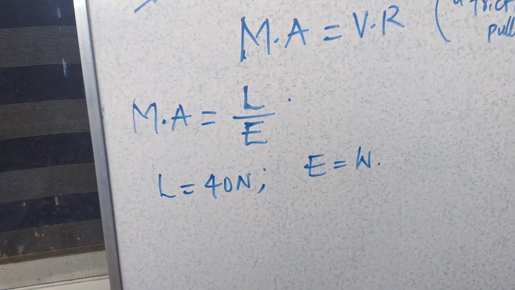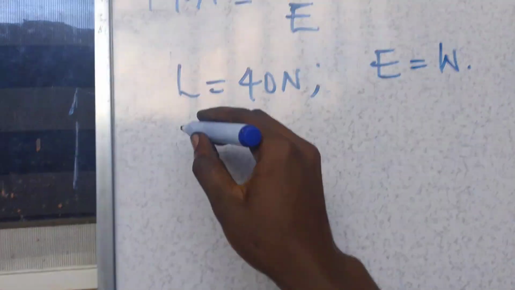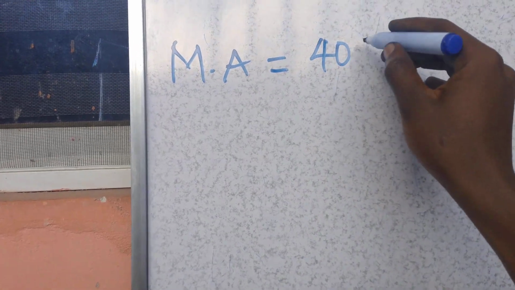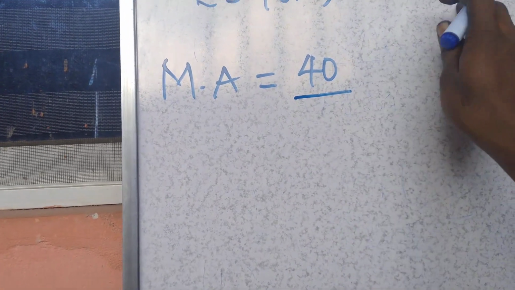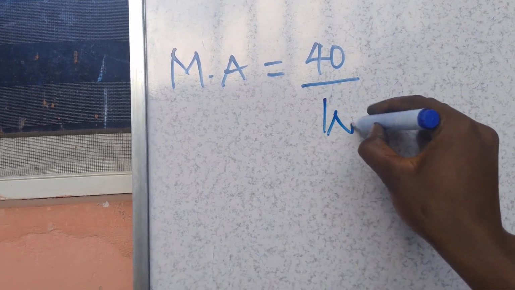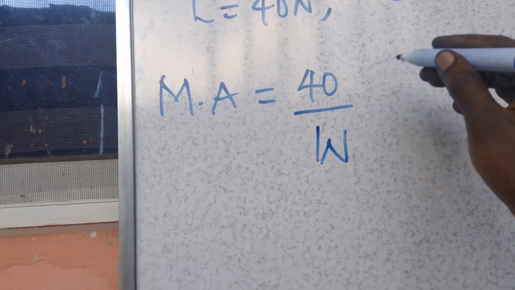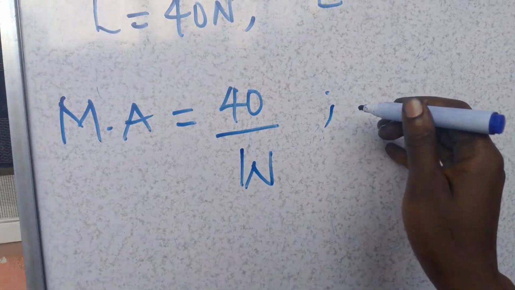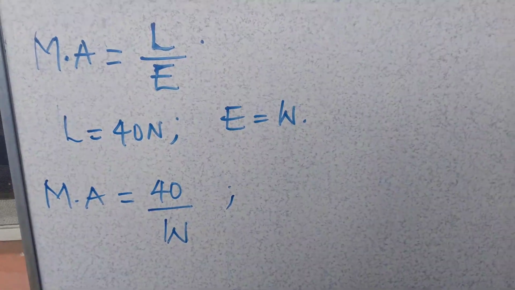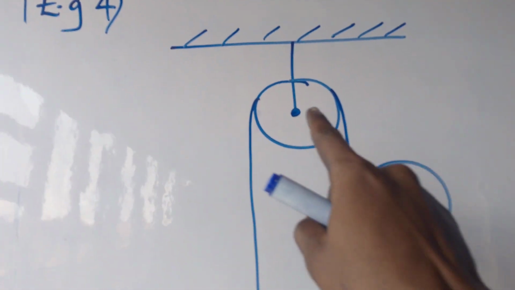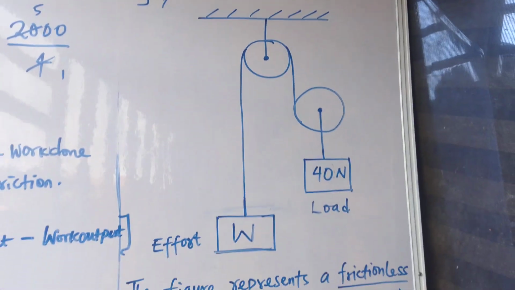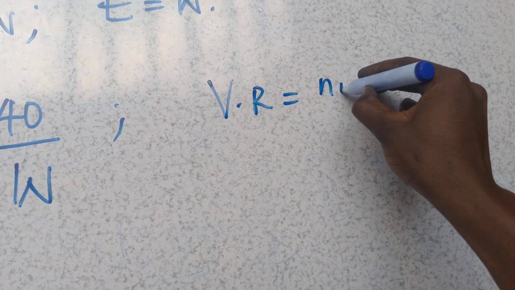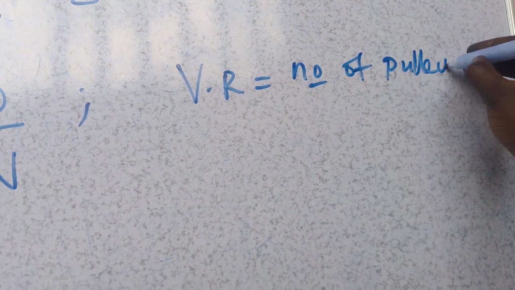We are told that the load is 40 Newton, and we have the effort as W. W is unknown. So my mechanical advantage now is equal to 40 Newton divided by the weight W. The effort is W. Now, remember I stated that mechanical advantage is equal to velocity ratio. So let's find the velocity ratio of that system. You have two pulleys in that system. So the velocity ratio is equal to 2. So my velocity ratio is equal to the number of pulleys in the system.